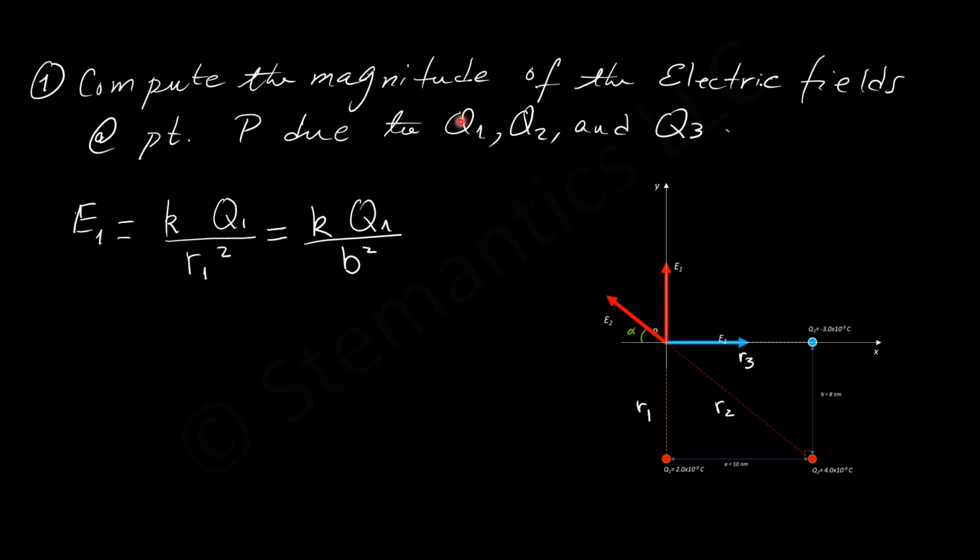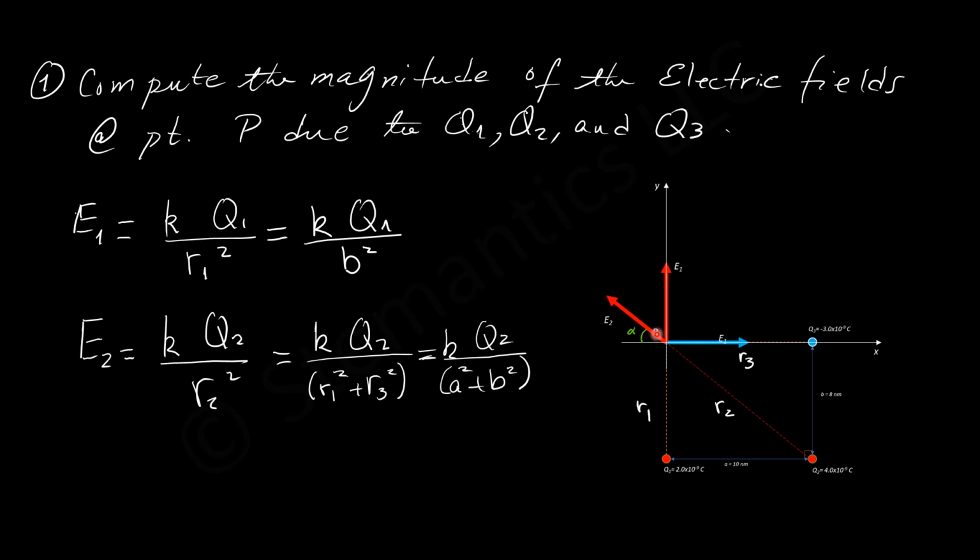That means I'm going to force myself to put positive numbers for Q1, Q2, and Q3. Although Q1 and Q2 are positive, so automatically E1 will be positive. But for Q3, I have to force it whenever I plug numbers in. I have to plug in a positive number for Q3. And the distance R1 right here is B. This distance equals this distance, so I put B squared.